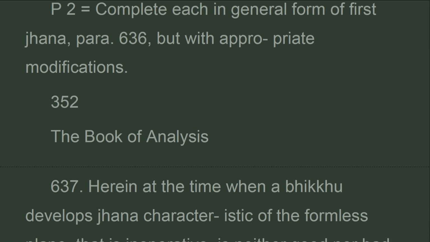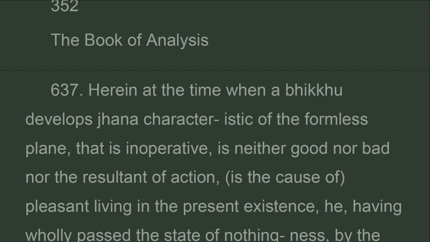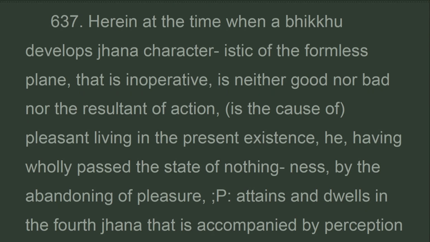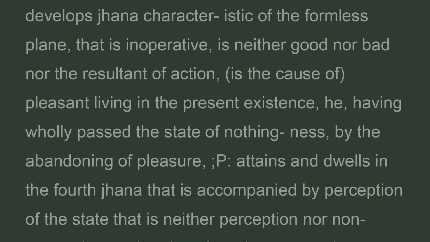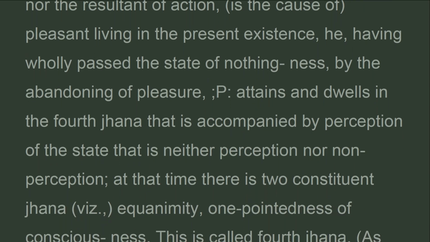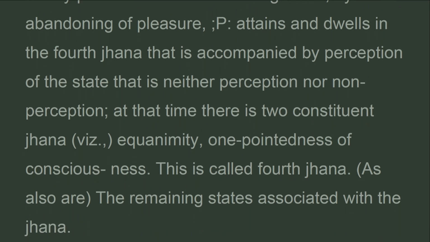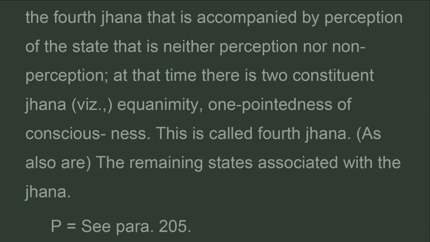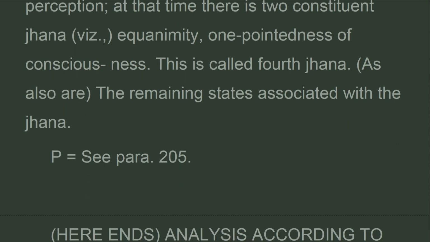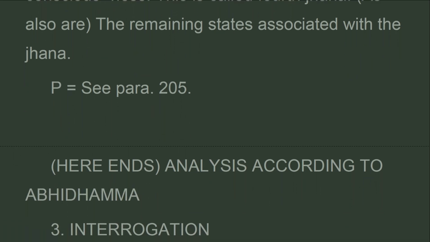Herein at the time when a bhikkhu develops jhana characteristic of the formless plane that is inoperative, is neither good nor bad nor the resultant of action, pleasant living in the present existence, he, having wholly passed the state of nothingness, by the abandoning of pleasure, P attains and dwells in the fourth jhana that is accompanied by perception of the state that is neither perception nor non-perception. At that time there are two constituent jhana factors: equanimity, one-pointedness of consciousness. This is called fourth jhana. The remaining states associated with the jhana.